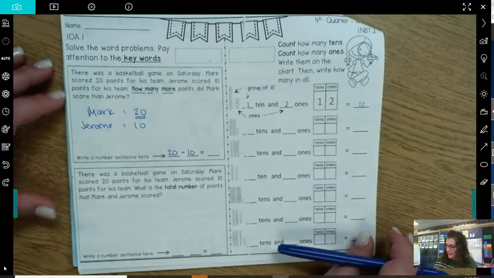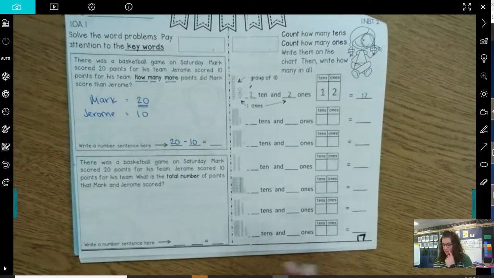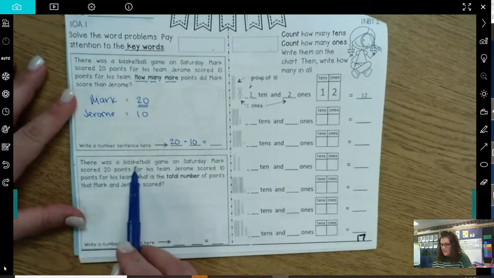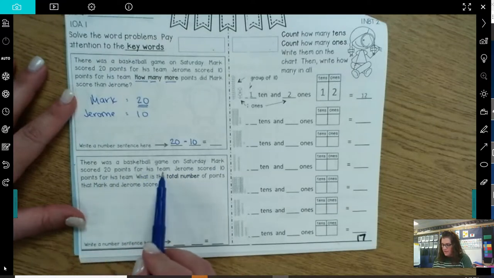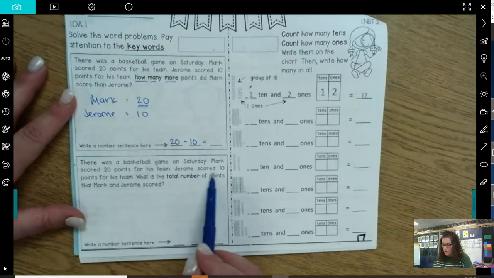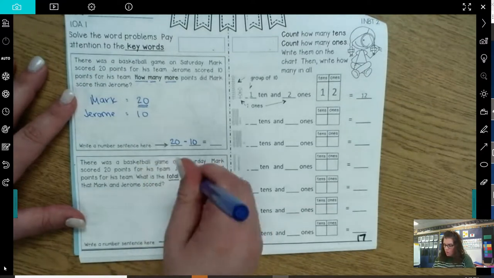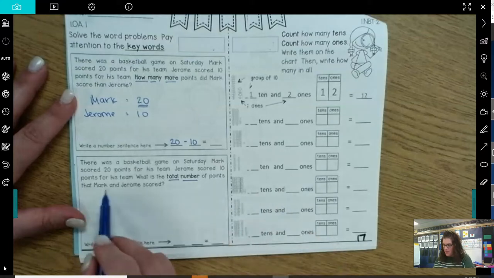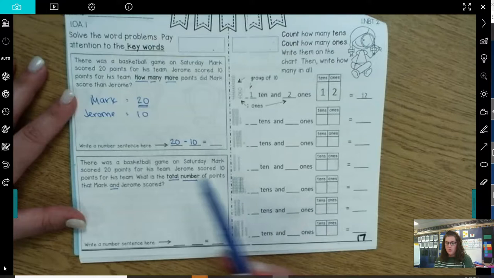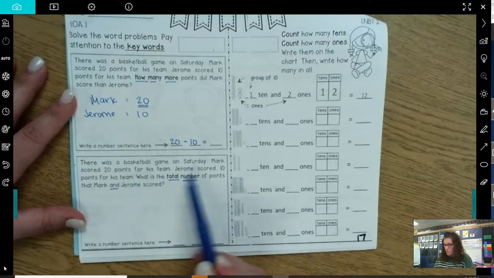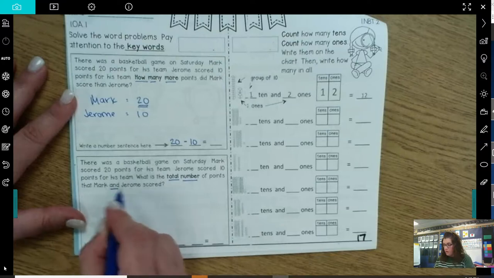Okay. If you're back with me, that tells me you have the first one done. Let's move down to the next word problem. There was a basketball game on Saturday. Mark scored 20 points for his team. Jerome scored 10 points for his team. What is the total number of points that Mark and Jerome scored? So we're going to take how many Mark scored and write it down, how many Jerome scored and write it down, and we want to know the total number of both of their scores.